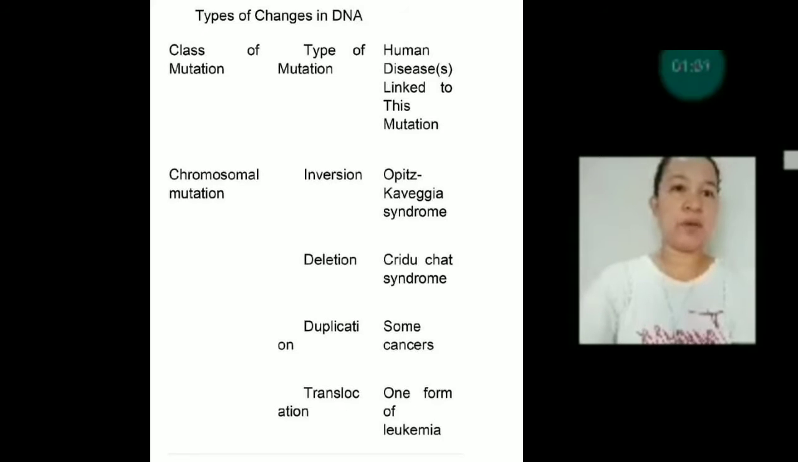Here are the types of change in DNA. The class of mutation is chromosomal mutation. The type of mutation, of course, is inversion, and the disease that may be linked to this mutation is Opitz-Kaveggia syndrome. Deletion is linked to Cri-du-chat syndrome. Duplication is linked to some cancers, and translocation is one form of leukemia.